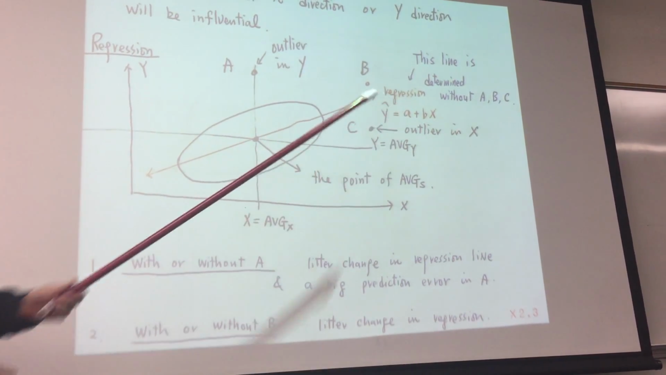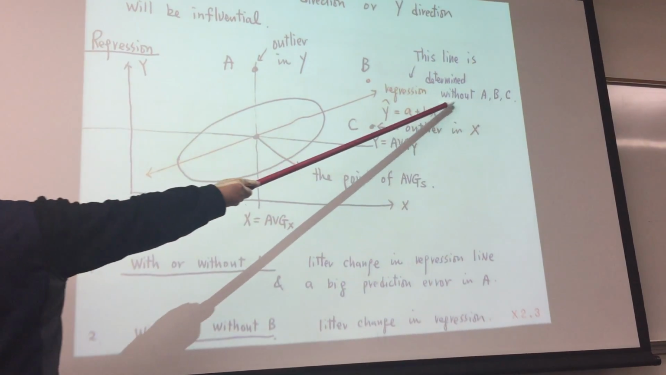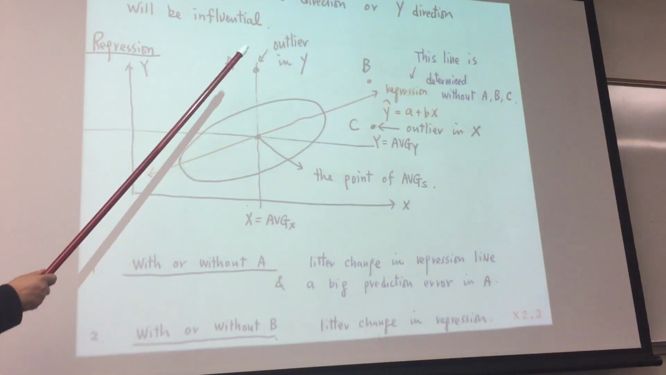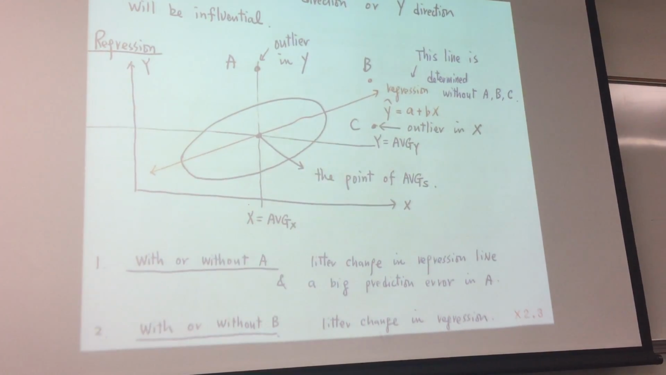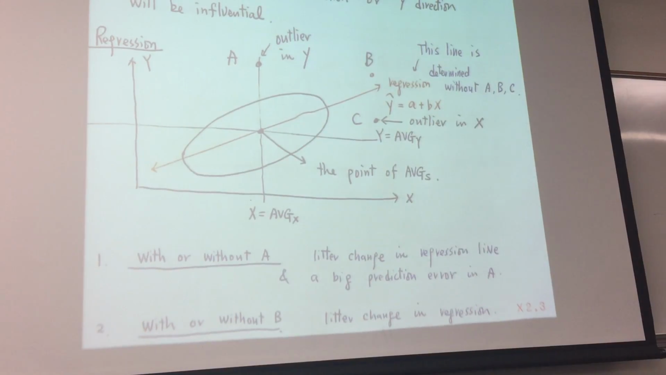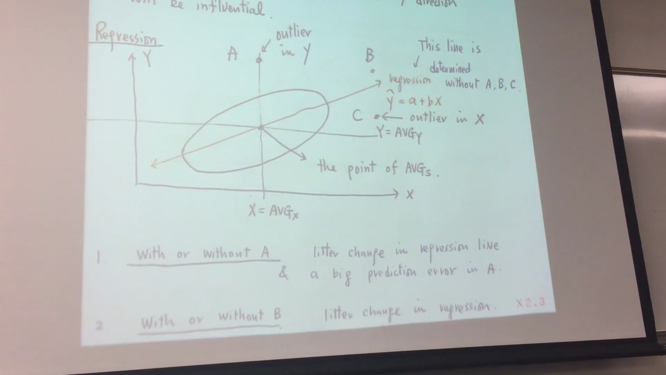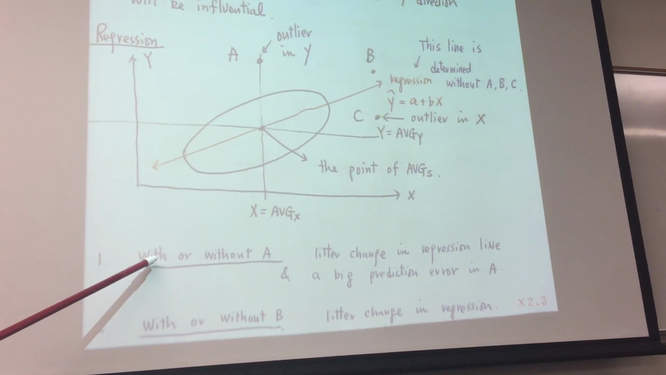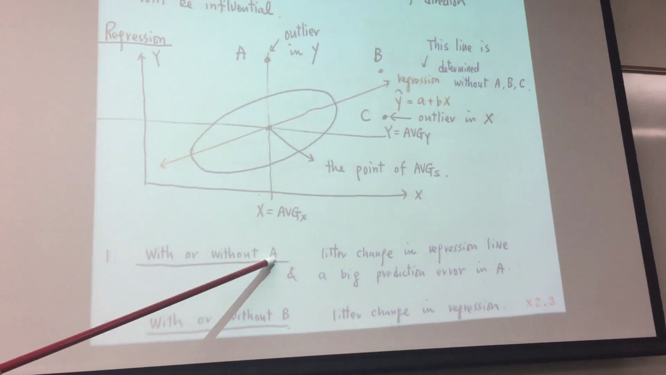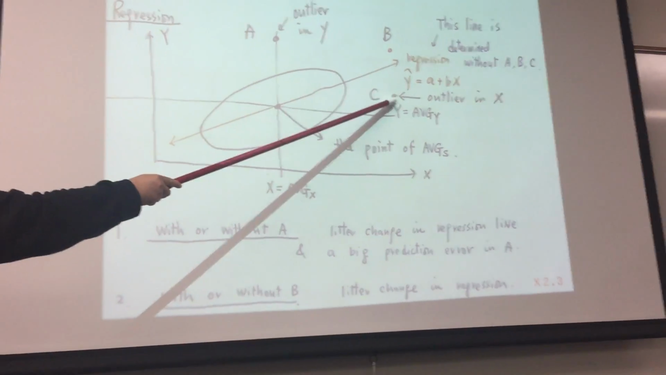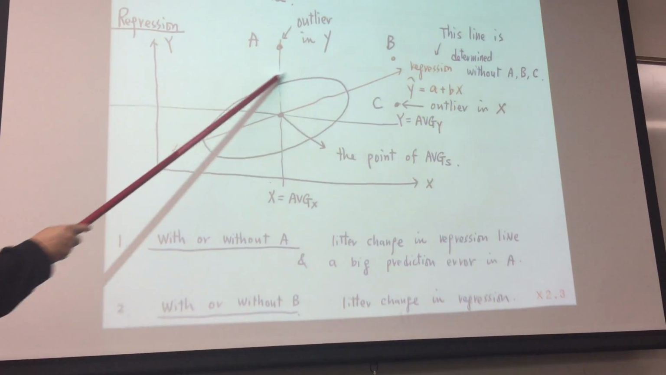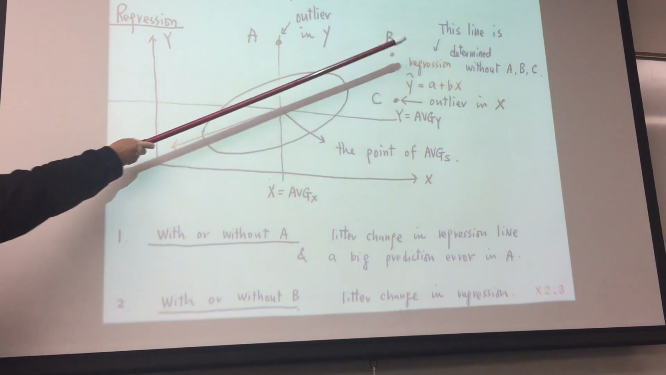And this regression line is determined without points A, B, C. And we're going to add a point each time to study how it affects the regression line, okay? The first case is with or without A. You don't have B, you don't have C. You have only A. Now, this is a messy scatter plot. This is the best-fit line.